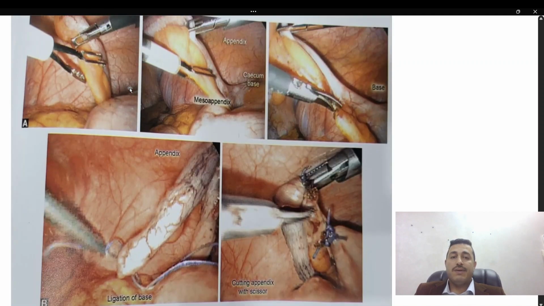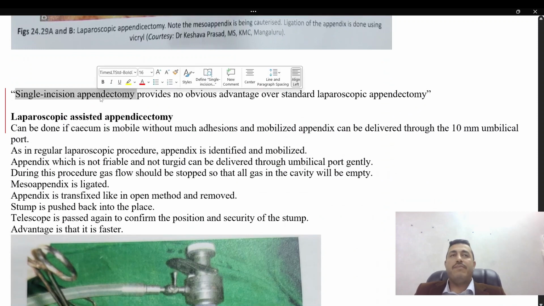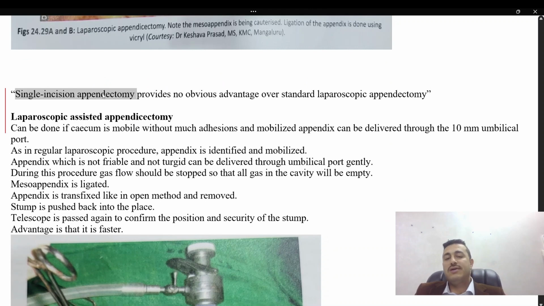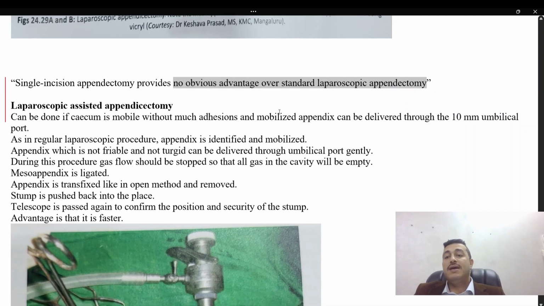This is how laparoscopic appendectomy looks. Okay, one of the practices is single incision appendectomy, when you insert just one trocar. This is a matter of study. It's less painful and better cosmetically, but there is no obvious advantage over the standard laparoscopic appendectomy with 3 incisions or 3 trocars. One of them should be large, 10 or 12.